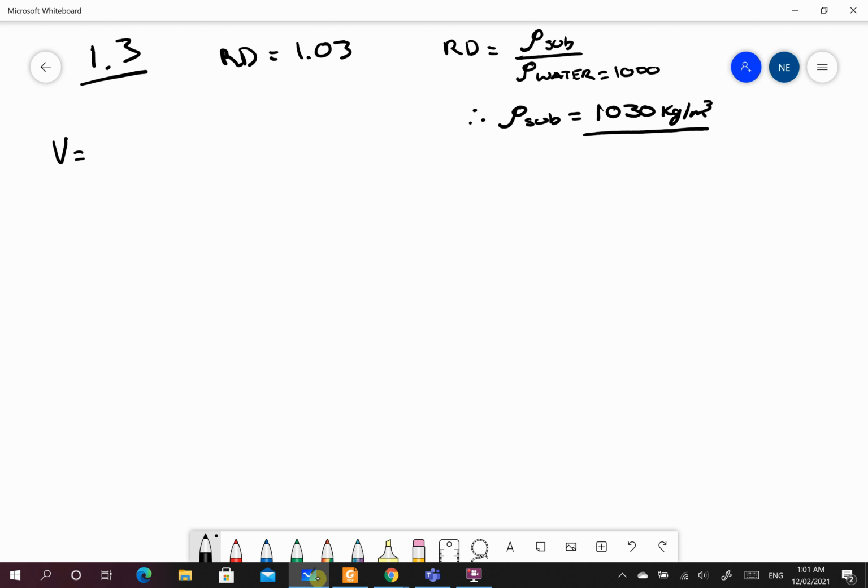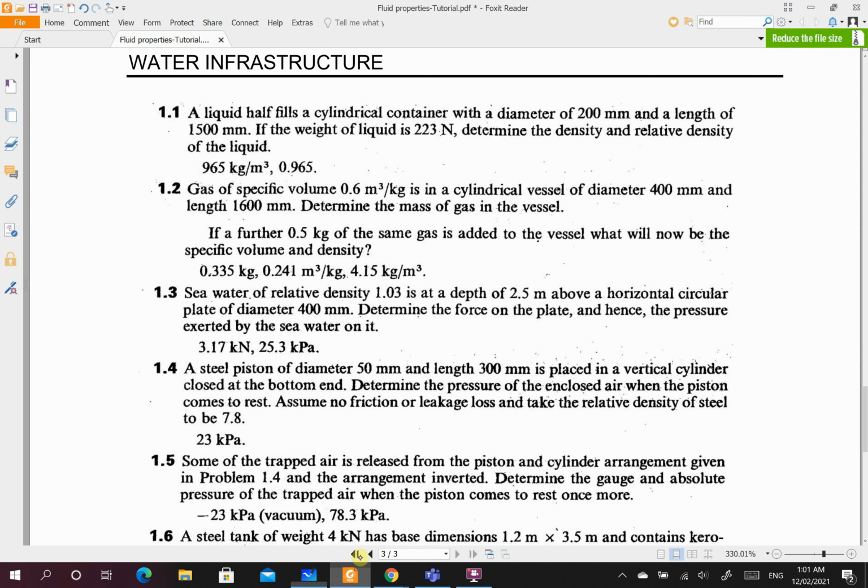Back to the volume. So again, pi d squared, 0.4 squared, all over 4 times 2.5. Okay, diameter and the depth.